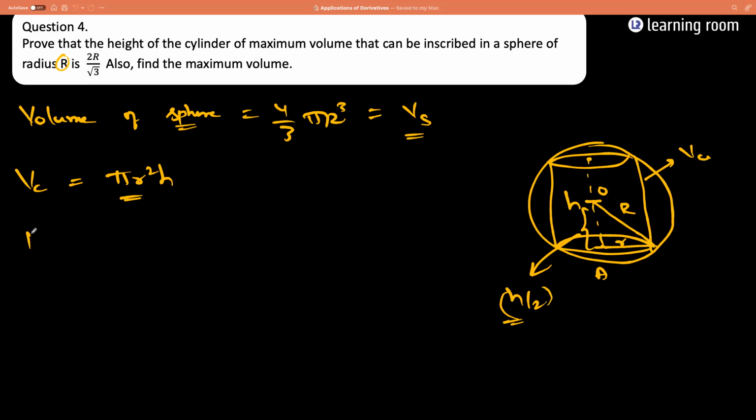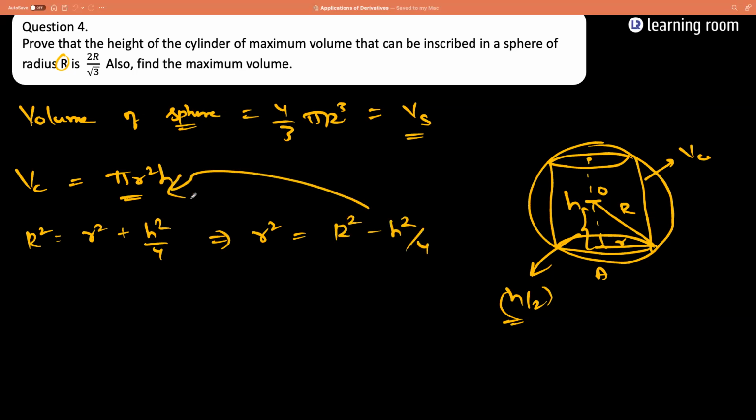Capital R square equals small r square plus h square by 4. Like how you told, small r square I can take as capital R square minus h square by 4. Substitute it here. Now you solve. Can you do it and tell me? So volume of the cylinder will be pi into capital R square minus h square divided by 4, into h.